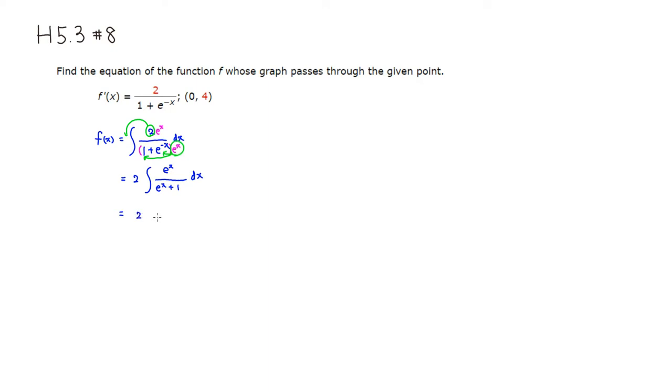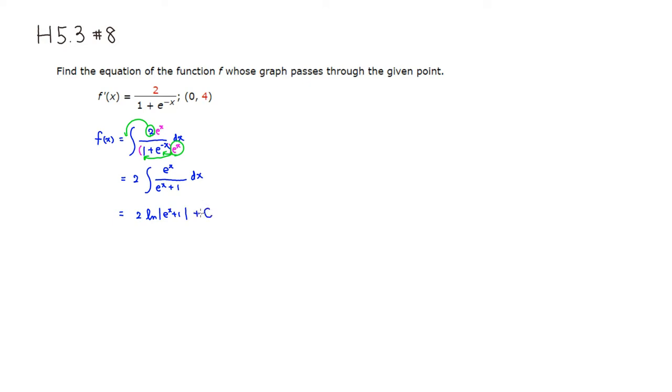Then you can see that here the derivative of the denominator is exactly the numerator. So it's going to be 2 natural log of the absolute value of e to the x plus 1. You don't really need the absolute value because e to the x plus 1 is never negative, but I'll put it in there anyway, plus some constant c.